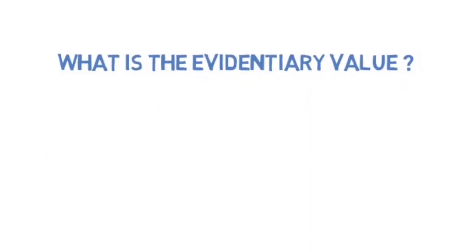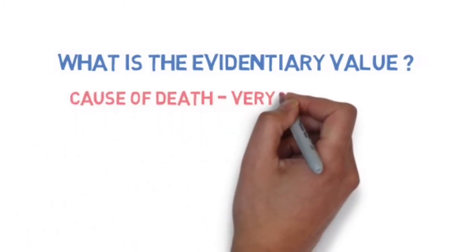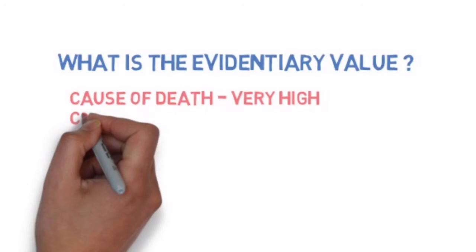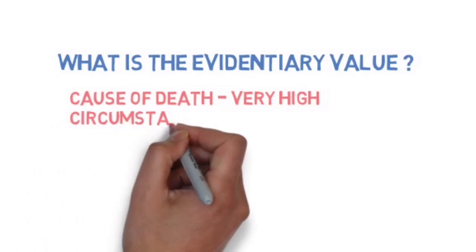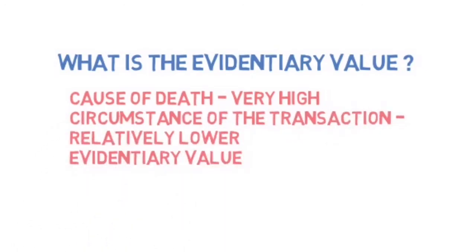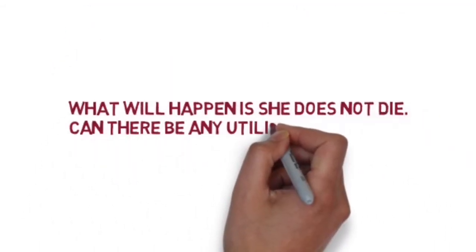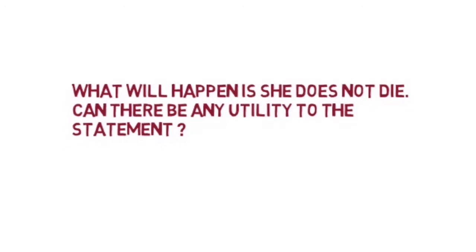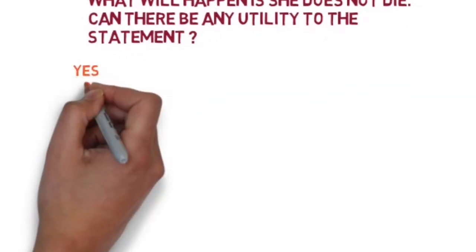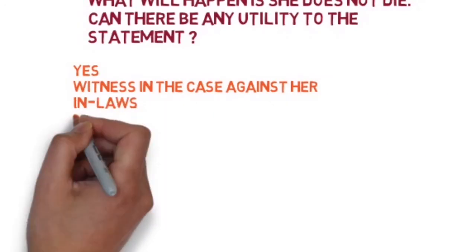Let's understand what is the evidentiary value of these kind of dying declarations which are regarding the cause of death. The evidentiary value of the dying declaration that we've discussed today is very high if all the right requirements are met. It can even be the sole basis of conviction in a case. Now some of you may ask, what will happen if the person who gave the dying declaration did not die? Can there be any utility to the statement? Let's take the example of the lady again. If the lady who gave the statement to the magistrate about how the husband and the husband's family set her on fire had not died and had actually survived, what would happen to her statement?